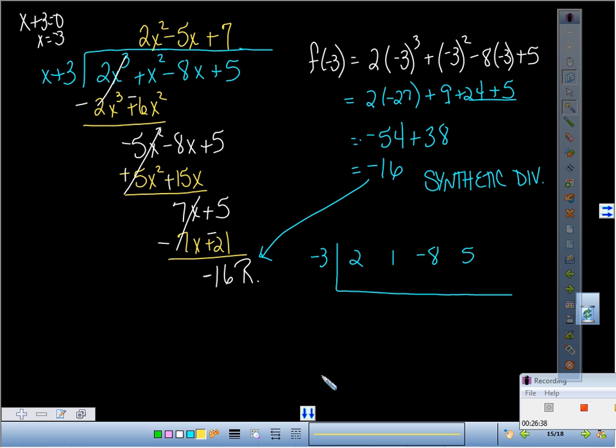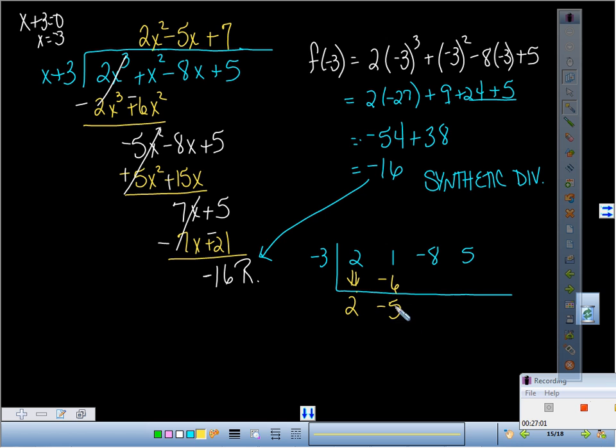Remember what to do? Bring the 2 down. Good job. And then what? Multiply. 2 times negative 3 is negative 6. Why am I adding here? In division, I really subtracted. Yeah, you changed the sign. I changed it. That's what that did. So that took care of that.